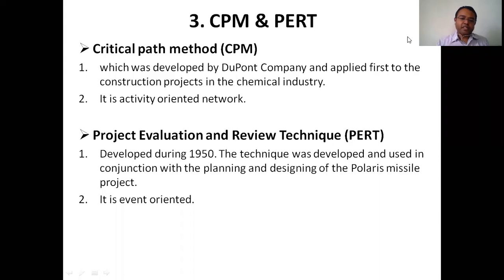So in the previous lecture, we have seen the planning phases. For project planning, three things are mostly required: bar chart, milestone chart, and the third one is CPM and PERT. These are just techniques for project planning. Out of these three, CPM and PERT is one of the best techniques for project planning. So we'll go through what is CPM and what is PERT.